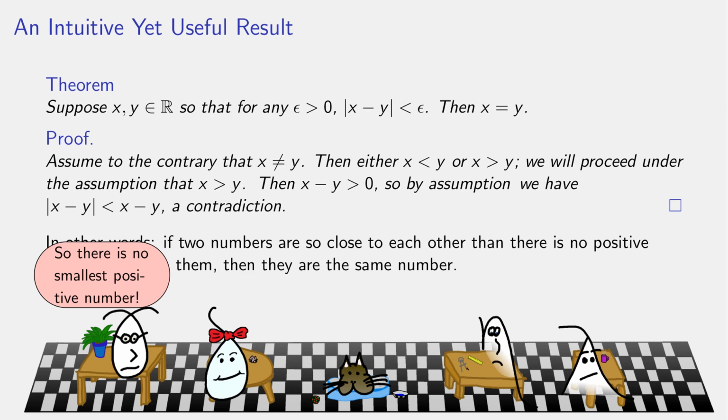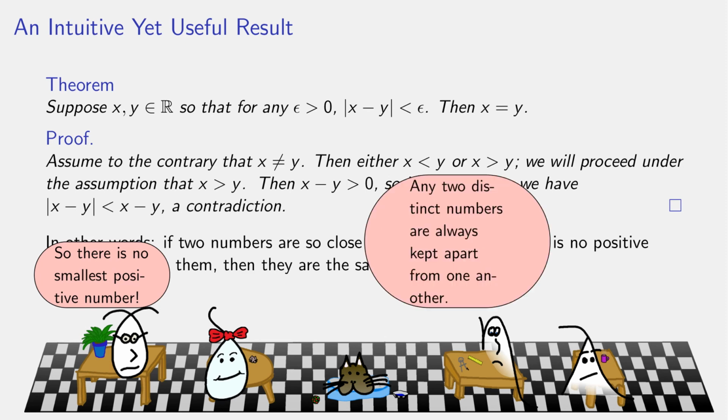A lot of students like to start working with proofs later on by saying things like, oh, suppose x is the smallest positive number. Or, oh, suppose z is the first number bigger than y. There's no such thing. If two numbers are not equal, then there is a whole interval of numbers in between them. Yes, numbers are always kept apart from one another by an entire interval, which is an uncountable quantity of numbers in between them.